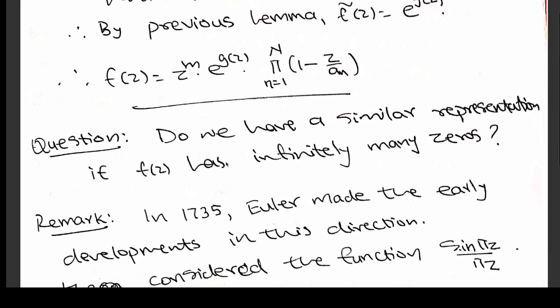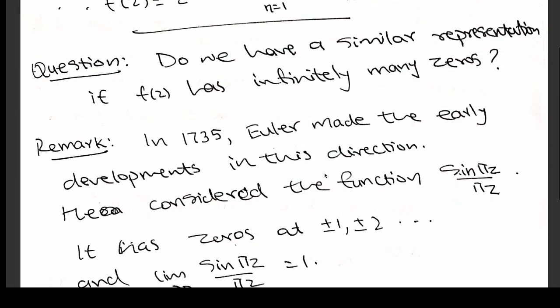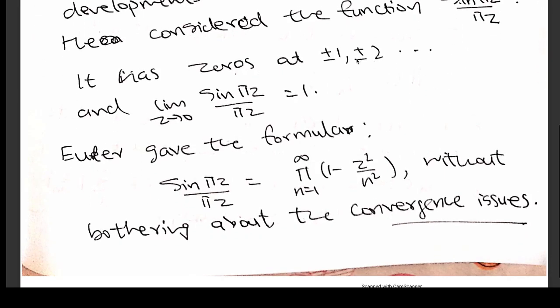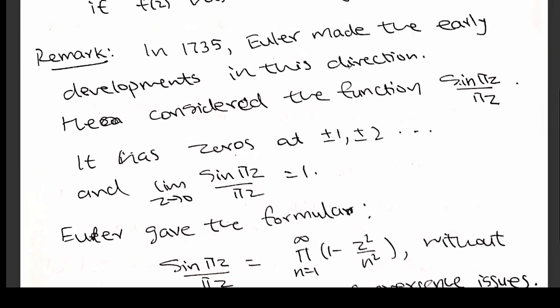Now the question is, do we have a similar representation if f(z) has infinitely many zeros? That's the question. In fact, this question came from a pioneering work by Euler. In his work, he considered this function, sin(pi z) by pi z. You notice that sin(pi z) by pi z has zeros plus or minus 1, plus or minus 2, etc. And the limit as z tends to 0 of sin(pi z) by pi z is 1. And therefore, what do we expect? The zeros are exactly the plus or minus integers, that means all the non-zero integers.